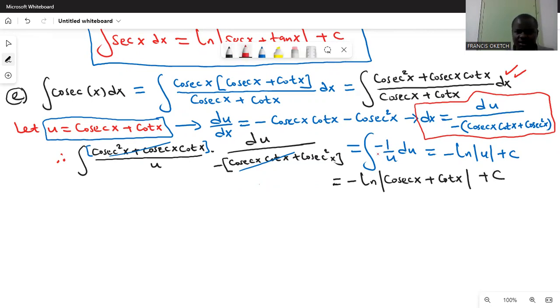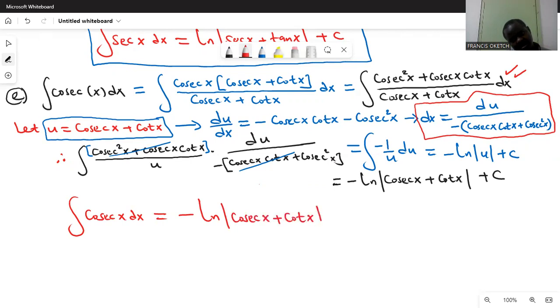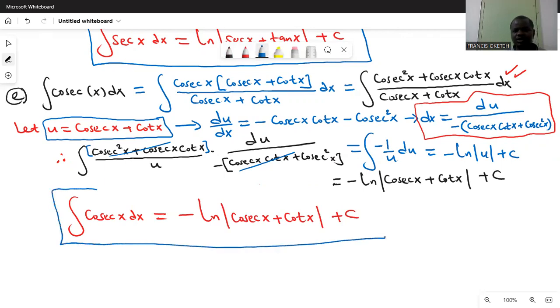So what you need to take note of is that the integral of cosec x dx should always give you negative natural log of cosec x plus cot x, then plus a constant c of integration. So again, this formula is very important. You will need these formulas when you are doing ordinary differential equations. You will need to apply these techniques of integration in solving ODEs and even PDEs.